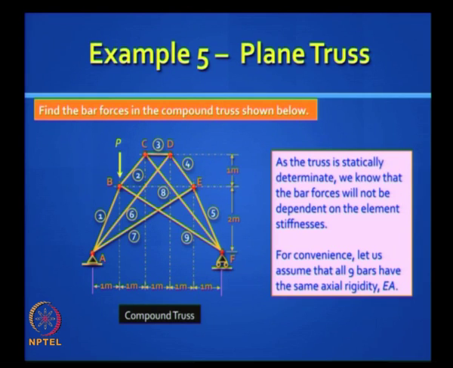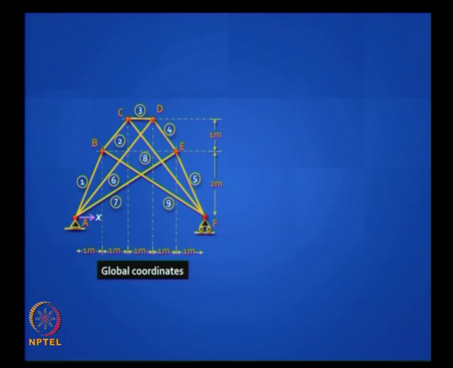So we have to now put the global coordinates. How many active coordinates do you think we have here? 1, 2, 3, 4, 5, 6, 9. Okay, so let us label them 1, 2, 3, 4, 5, 6, 7, 8, 9, very easy. We have some restraint coordinates also, 3, 10, 11, 12, clear? Very easy. What do we do next?